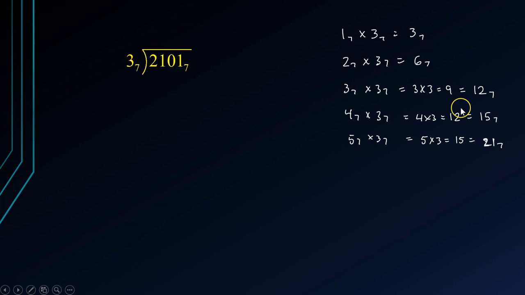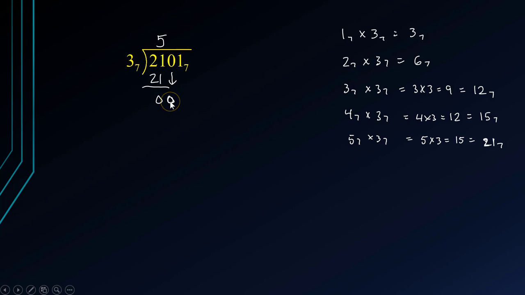So I start making a list. And as we can see, 3 base 7 times 5 base 7 is 21 base 7. So it's a little bit different than many people think on that one. When I want to get the 21 down here, I am going to multiply this 3 base 7 by 5 base 7. That's going to give me the 21, and when I subtract it, it's going to give me the 0. I would then bring down the 0.